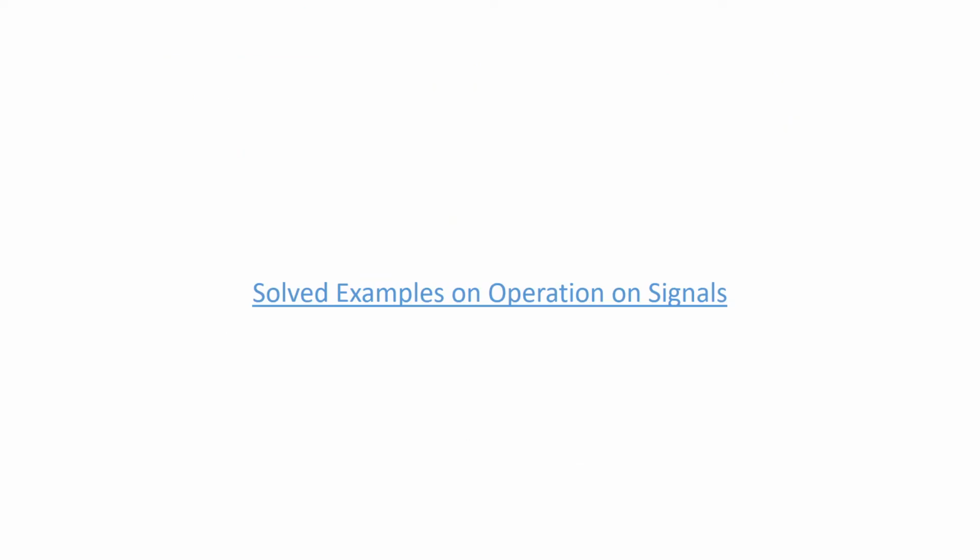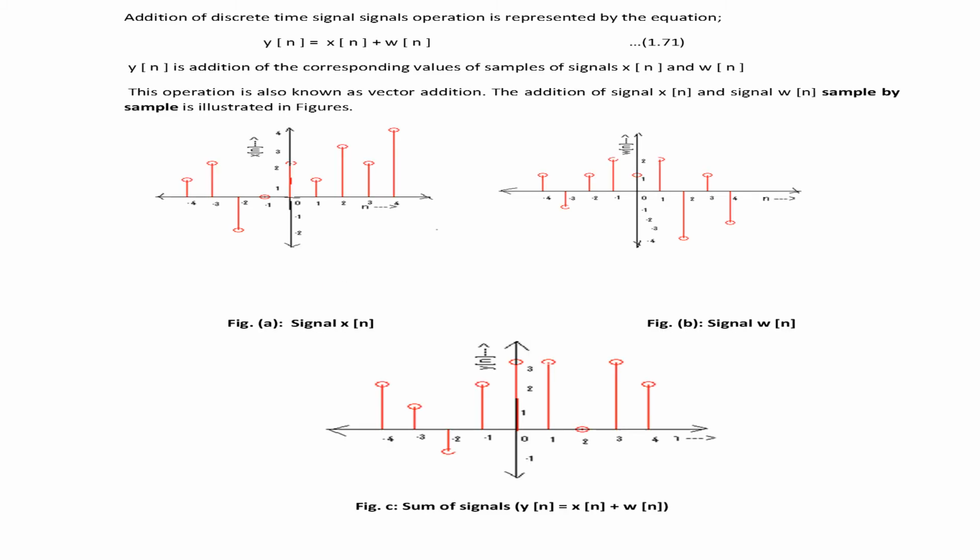Now we will solve some examples on operation on signals. You will understand the concept. First example, let's take addition of two discrete time signals, represented by y of n equal to x of n plus w of n. This operation is also known as vector addition. The addition of the signal x of n and signal w of n is done by sample addition, as illustrated in the figure. This is the x of n given signal, this is the w of n given signal. If we add these two signals sample by sample, remember it is sample by sample.